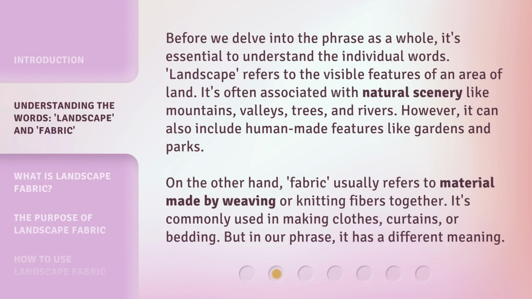Before we delve into the phrase as a whole, it's essential to understand the individual words. Landscape refers to the visible features of an area of land. It's often associated with natural scenery like mountains, valleys, trees, and rivers. However, it can also include human-made features like gardens and parks.